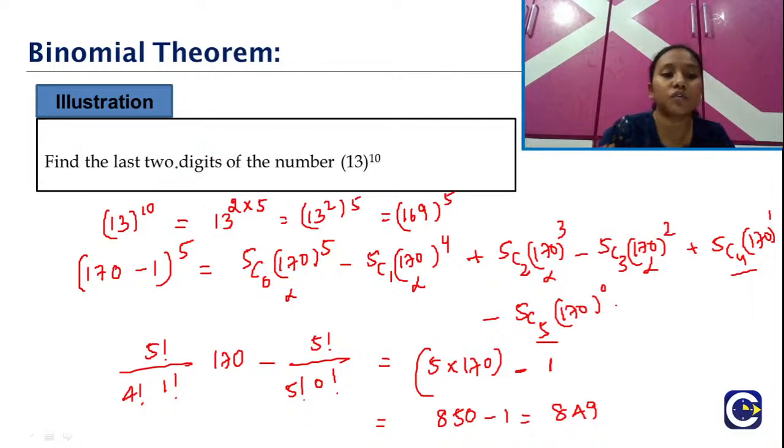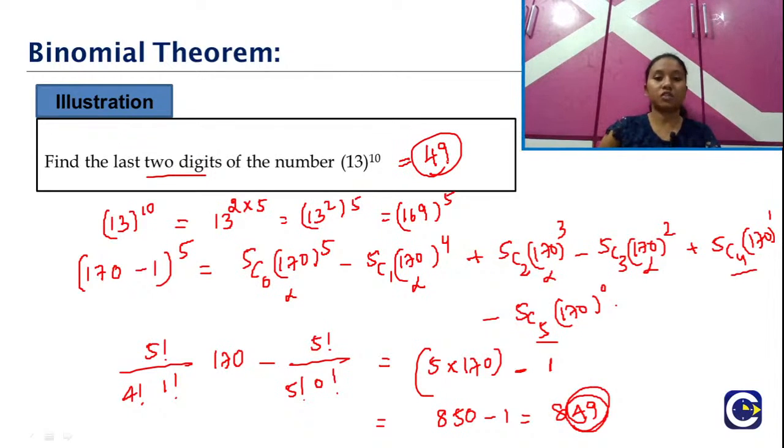So here we have to find only the last two digits of this number. So amongst this, what are the last two digits? 49. That means the last two digits of the number 13 power 10 is given by 49. So that's why I mentioned here, if one number will be a multiple of 10, it will be easy to figure out the last digits of the given number.